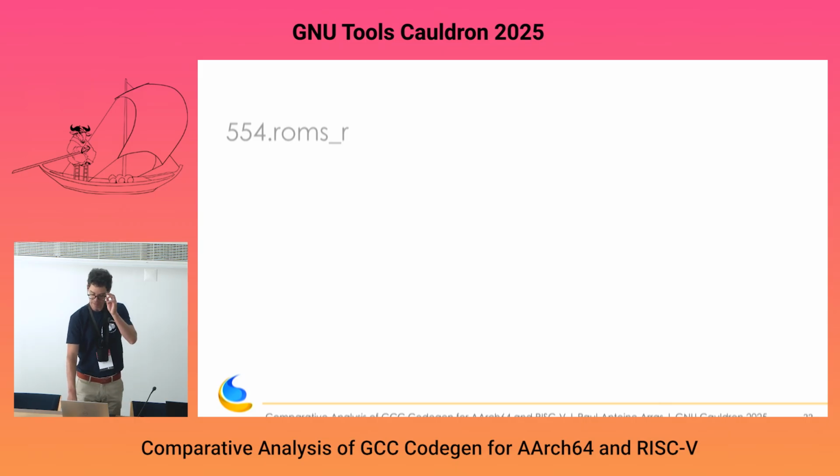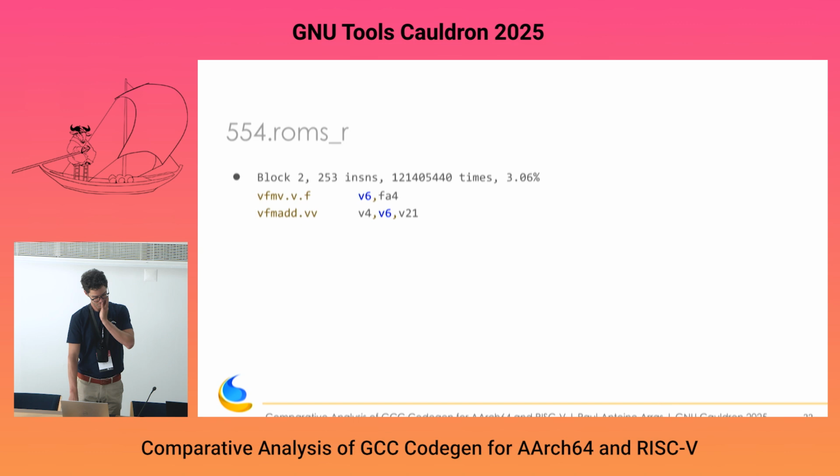Okay. Now, something a bit different. Now let's talk about floating point vector operations. On the ROMs benchmarks, we've got this sequence of code. It's not the top block, actually. It's a bit further down, but it still caught my attention.